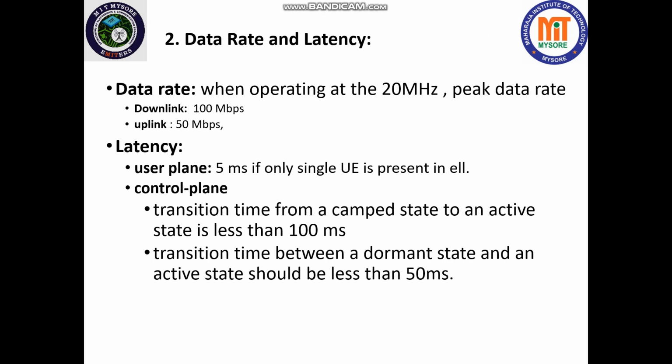Second one is data rate and latency. When operating at 20 megahertz, which is one of the channel bandwidths in LTE, from 1.4 megahertz to 20 megahertz there are different bands allocated for LTE. If you are operating at 20 megahertz, the peak data rate will be 100 Mbps for downlink, that is for downloading. For uplink, it will be 50 Mbps. The latency in the user plane will be 5 milliseconds.